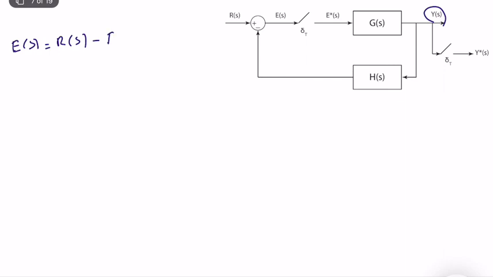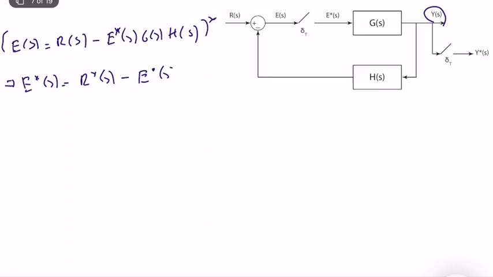E star of S, G of S, H of S. That's good. There's no problem with that. This is my expression. What I can do is take the star of both sides. This gives me that E star of S is equal to R star of S minus. As you can see, I directly obtain R star of S. What I need to do is, I cannot separate G and H from each other. It is equal to GH star of S.